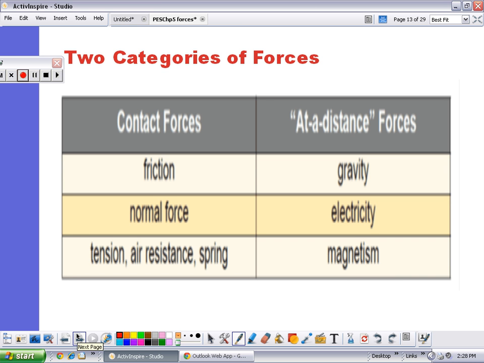So here you have the categories of contact forces: friction, normal force, tension, air resistance, and spring. Action at a distance forces are gravity, electricity, which we've already talked about, and magnetism.